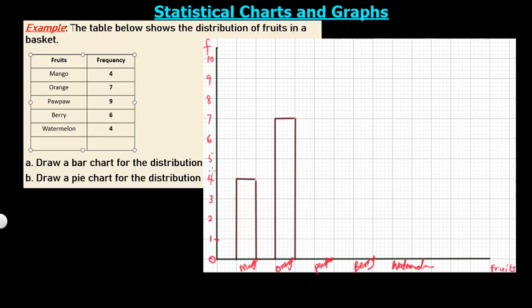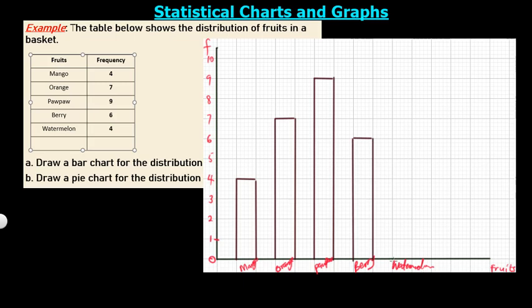So the next, purple, which is 9. Put the bar on 9. The next is berry, which is 6. That's the frequency of berry, 6. And the last is watermelon, with a frequency of 4. So interestingly, we've prepared a bar chart.